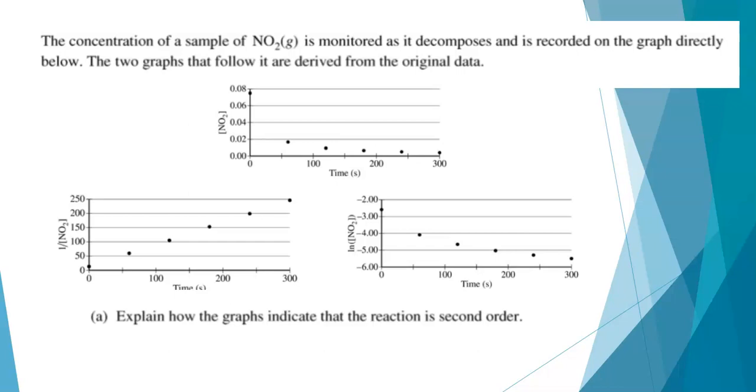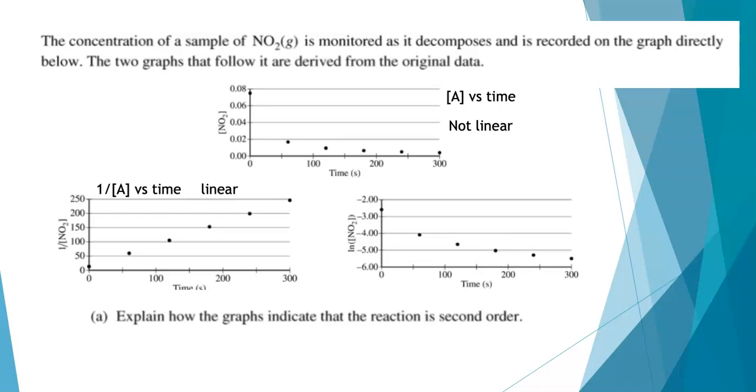If we look at the very first graph that we were given, that plotted the concentration of NO2 versus time, this is not a linear graph, which means it must not be zero order in NO2, because otherwise this plot would be linear. If we look at the bottom left graph, that plots 1 over the concentration of NO2 versus time, and this does give us linear data. And so that tells us that it's second order in NO2.